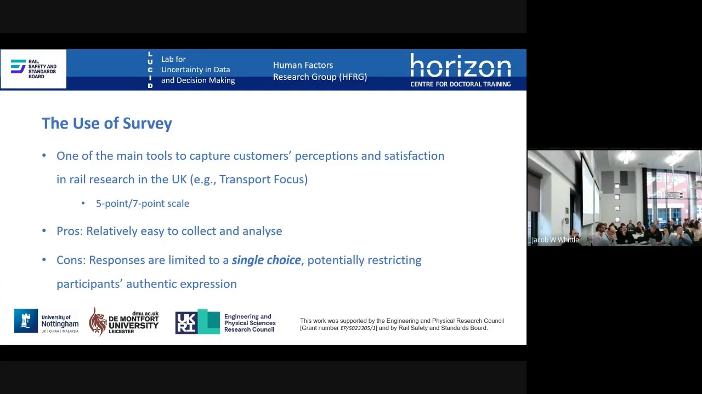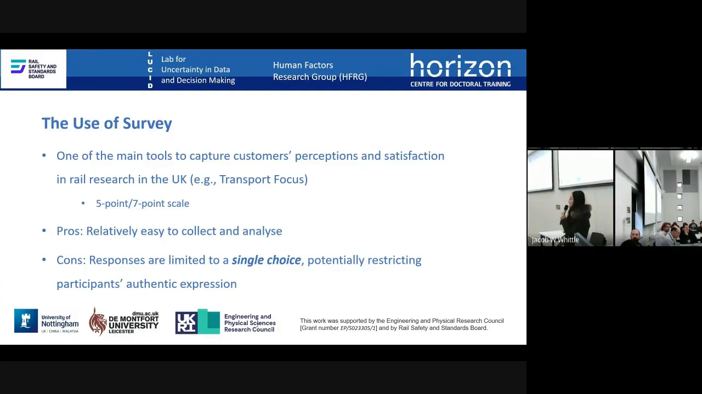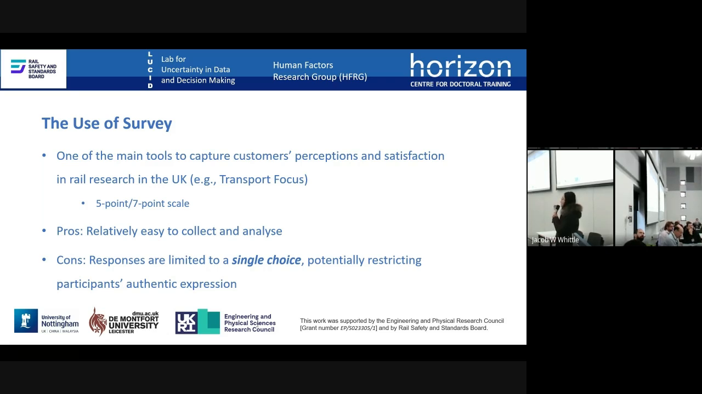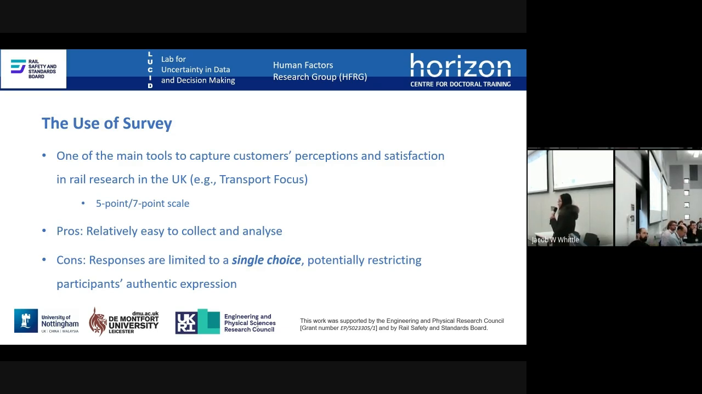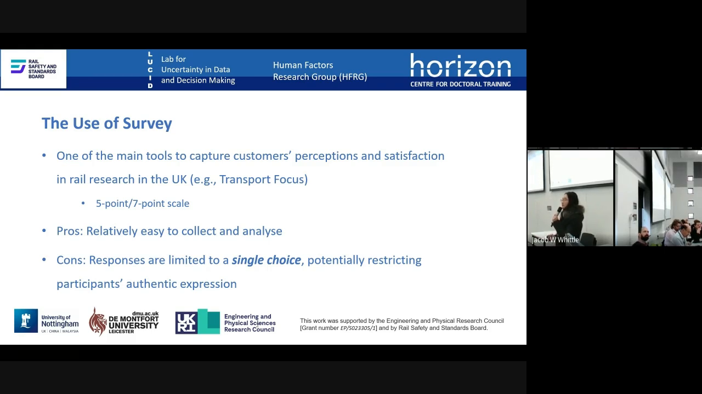So, as we may already be very familiar with, surveys have been used as one of the main tools for understanding customers in the rail industry in the UK. The majority of surveys use a traditional 5-point or 7-point scale, as it has the advantage of being relatively easy to collect and analyze. However, it also has a disadvantage: it forces the participants to choose a single value, which sometimes may restrict their authentic expression.